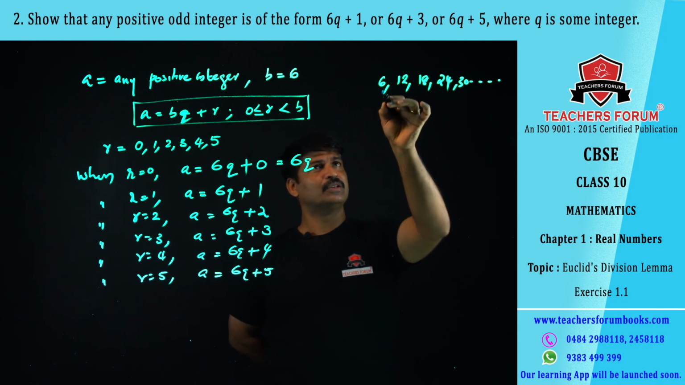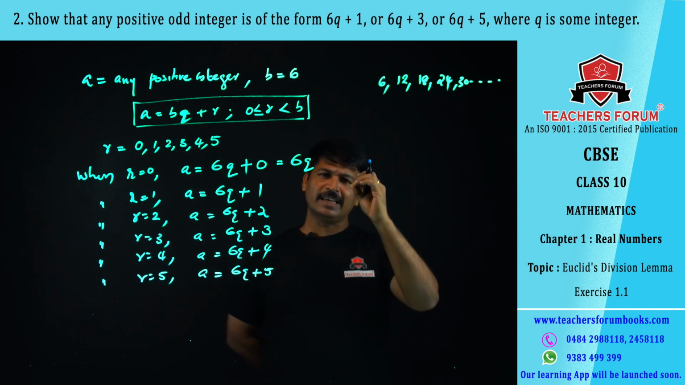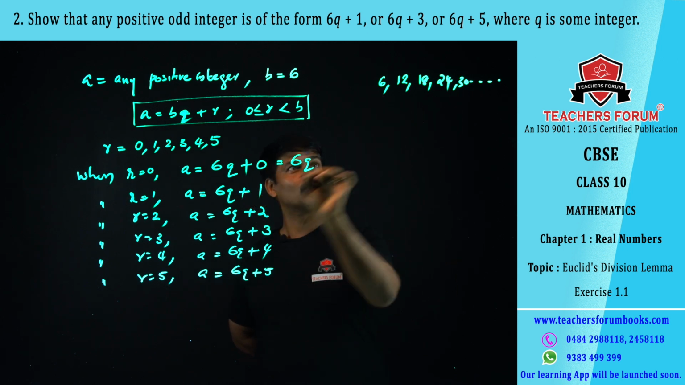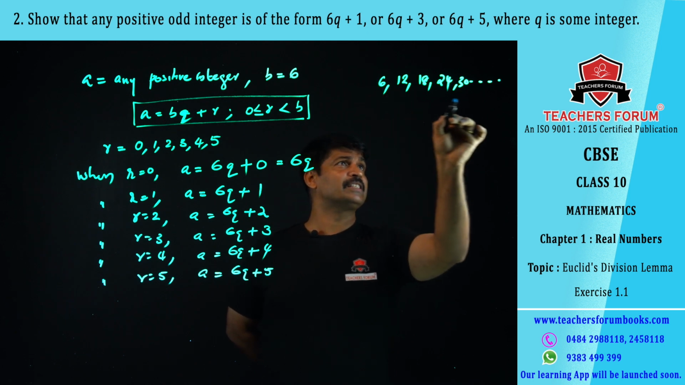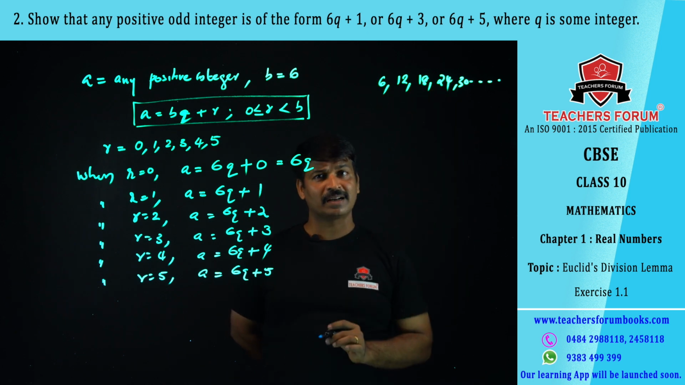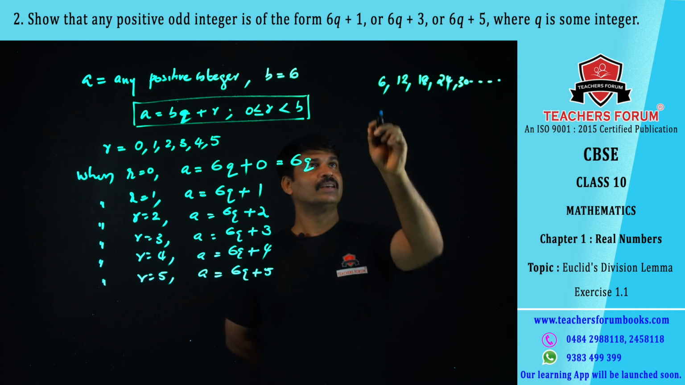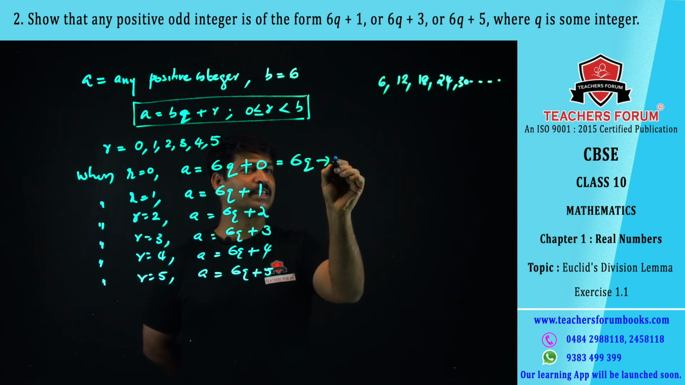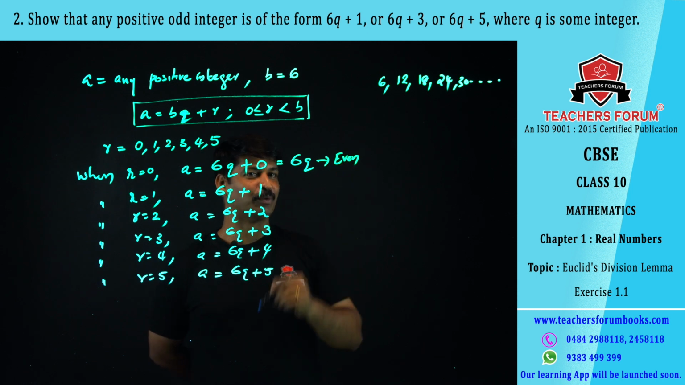Any number. You can multiply 6 with any number, then you will be getting 6q. Now, what do you conclude from all these numbers? All these numbers are even numbers. Why? Because they can be divided by 2. So, what do you conclude about 6q? Even or odd? It is even.